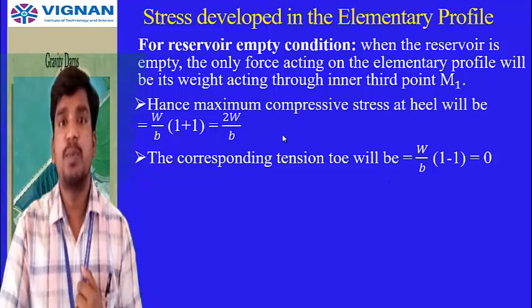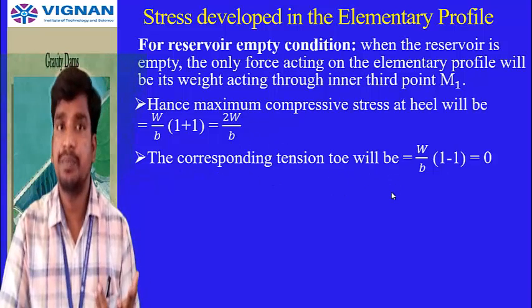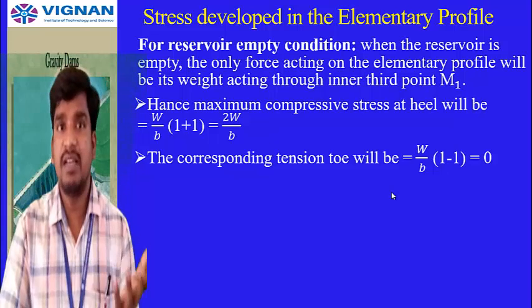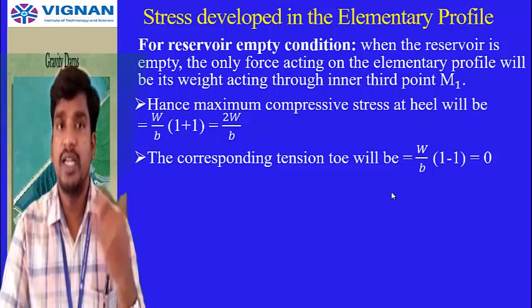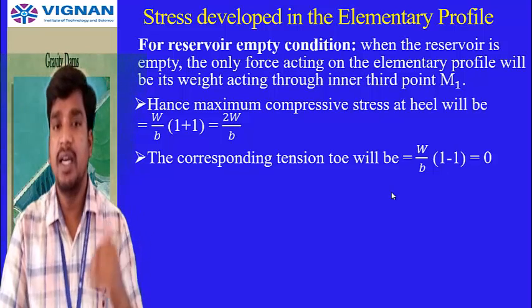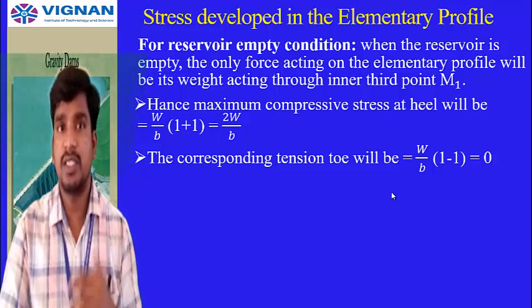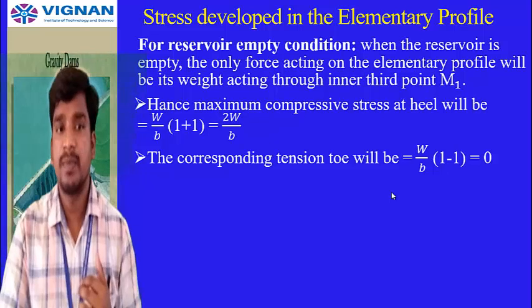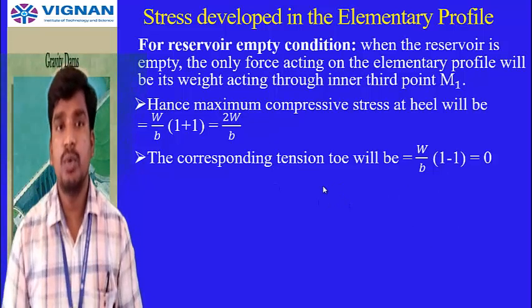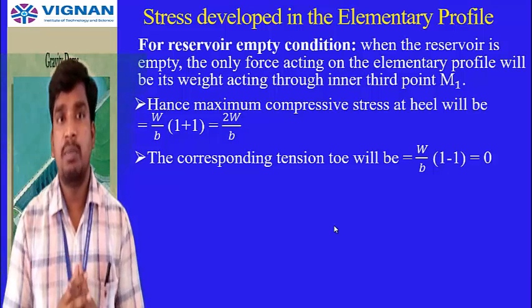Now, the corresponding tension at the toe will be zero. So in the reverse case, the heel values are zero for full reservoir condition, and here the toe value is zero for empty reservoir condition, vice versa. Please remember this point. That is how you have to calculate the elementary profile, and why the elementary profile is important.